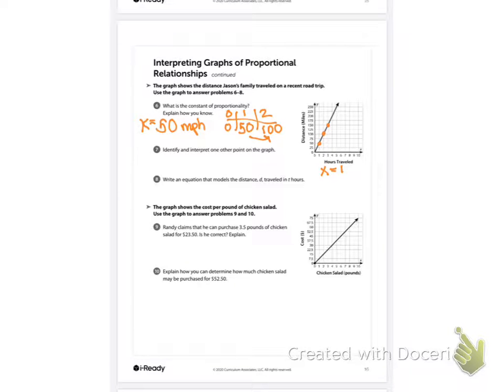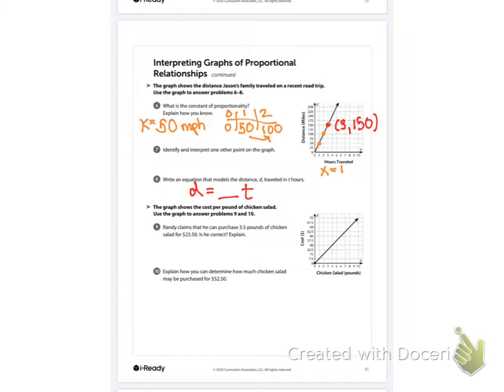For the second problem, it asks us to pick and interpret just one point on the graph. If I pick any point, for example, this one right here, that's the point 3, 150. What do those numbers mean in real life? 3 what? 150 what? I want you to figure that out. And then take this constant of proportionality and write it into an equation. D is my output here, and that is going to equal what times T? That's the equation.